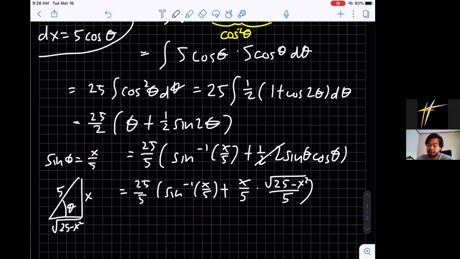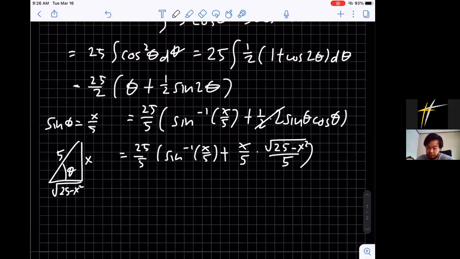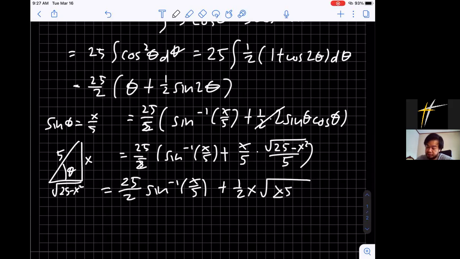Yeah, and I'm sorry, this is supposed to be 2, yeah, not 5. So if we distribute, then it will be 25 over 2 sine inverse x over 5 plus half x square root of 25 minus x squared plus c. So that's how you do the technique of trigonometric substitution method.